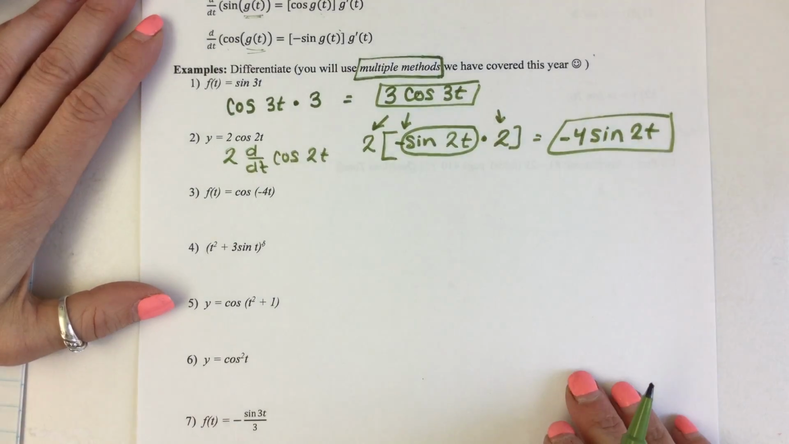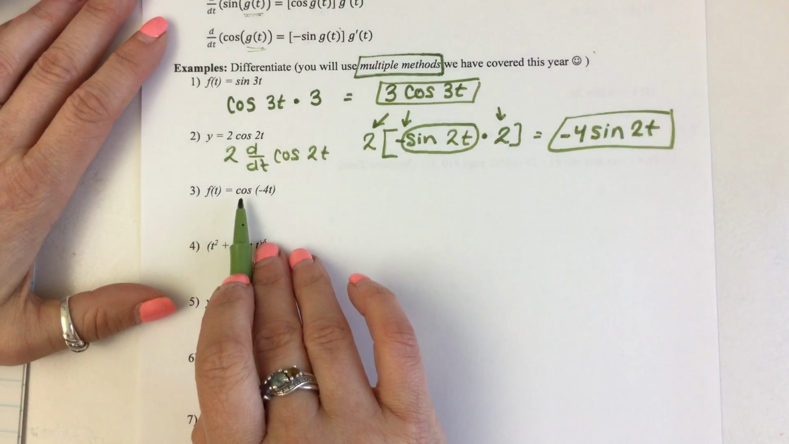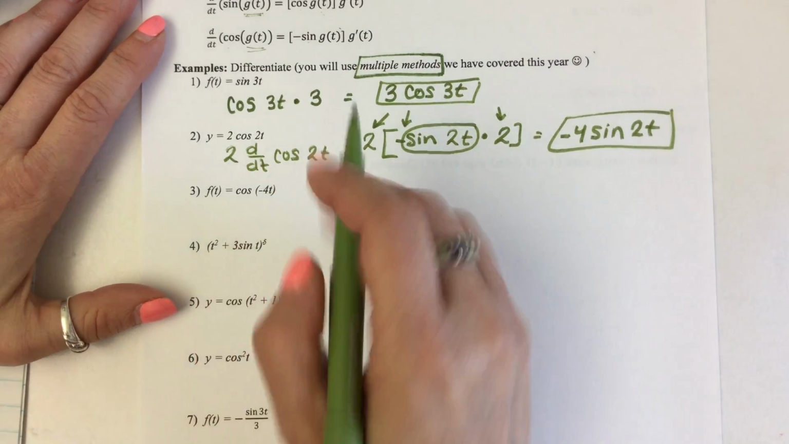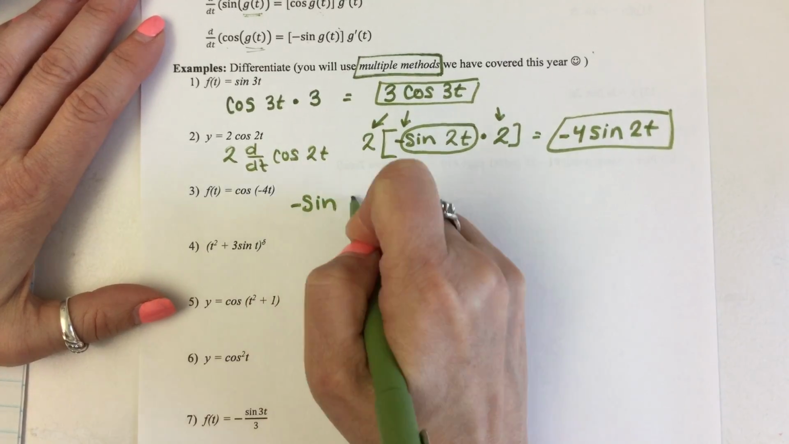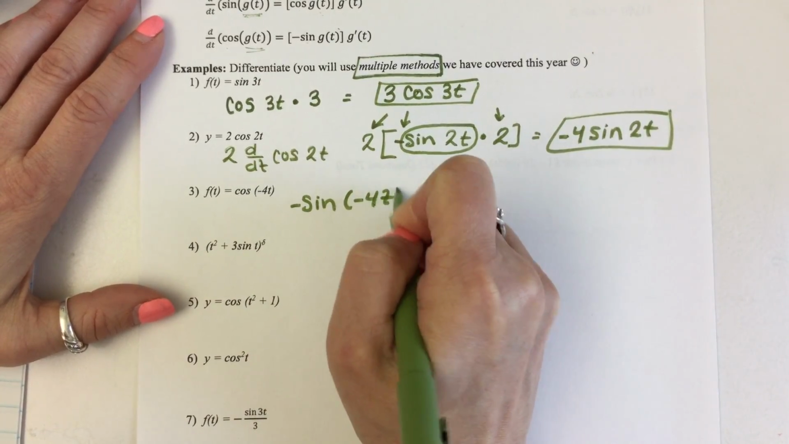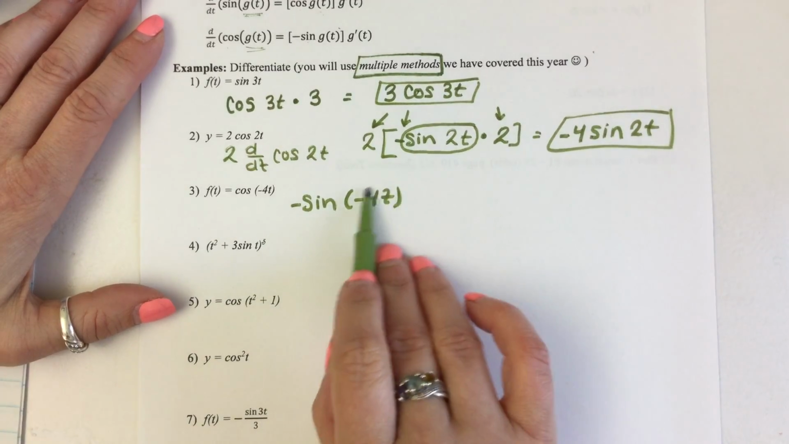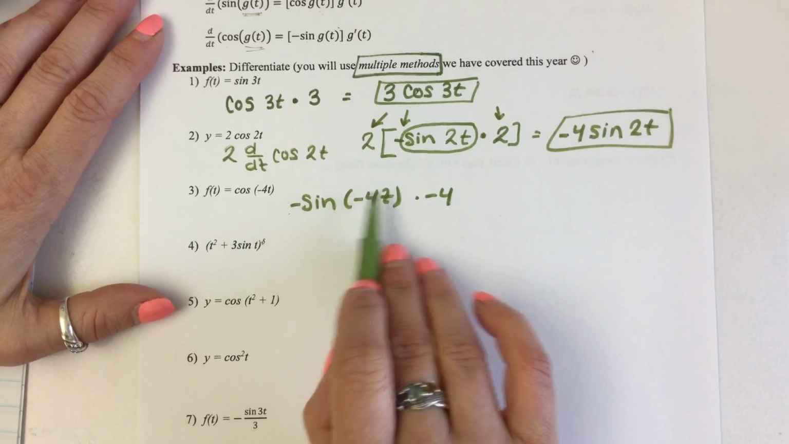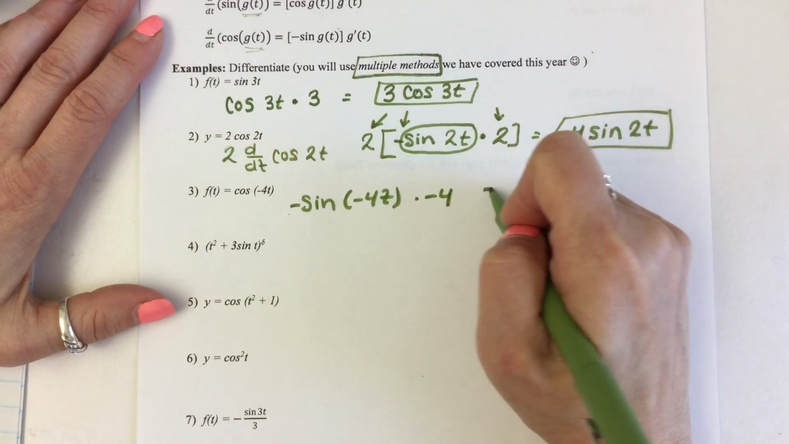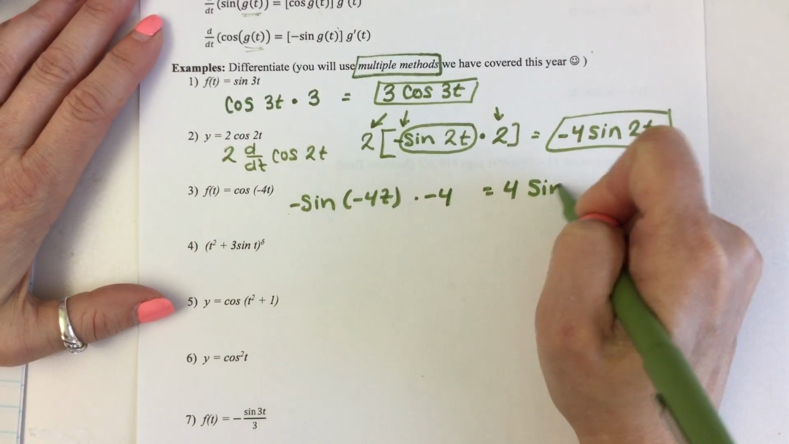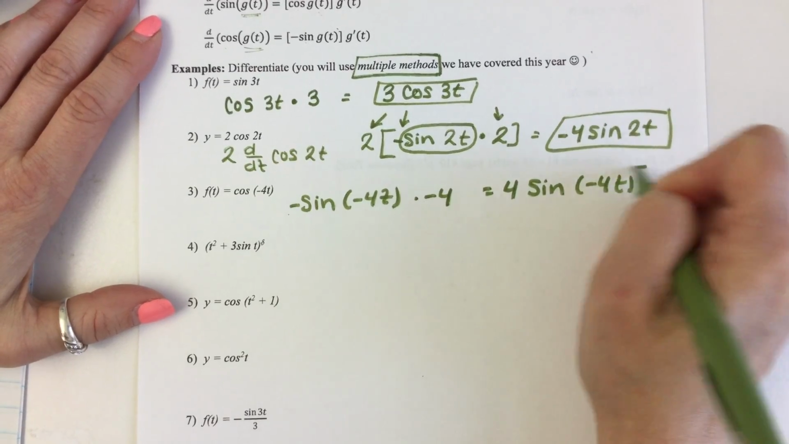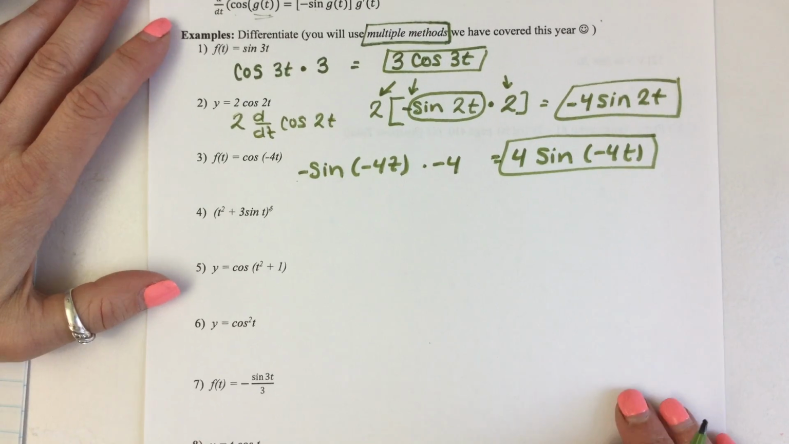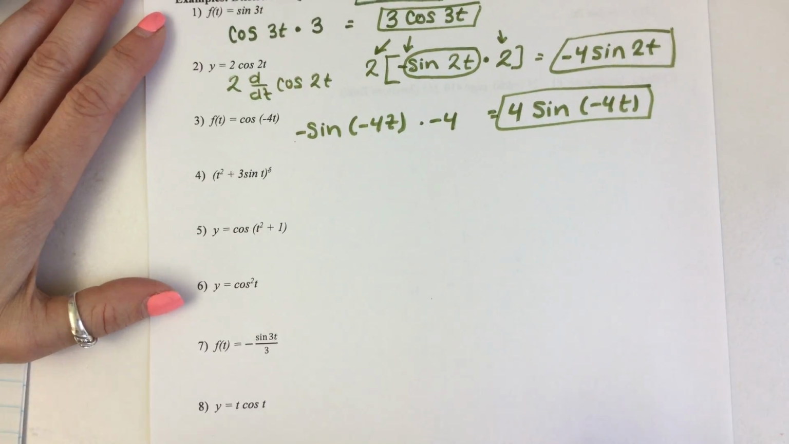That is the derivative. Okay, here's another one that's just a chain rule. The derivative of a cosine is a negative sine. You keep the negative 4t. Now I take the derivative of this, which is negative 4. Negative times a negative is a positive, so this is 4 times the sine of negative 4t, and that would be the derivative.